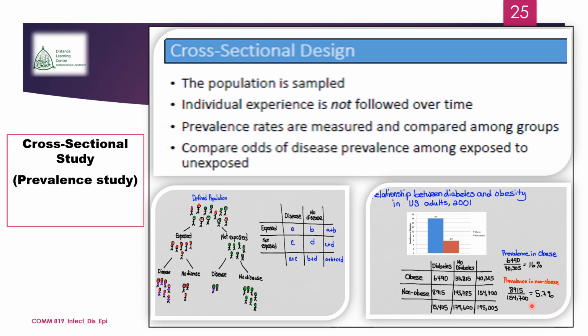That means you can now comfortably or confidently say that obesity is highly associated with diabetes. Obesity is the risk factor here. Diabetes is the disease outcome. Okay? Alright.